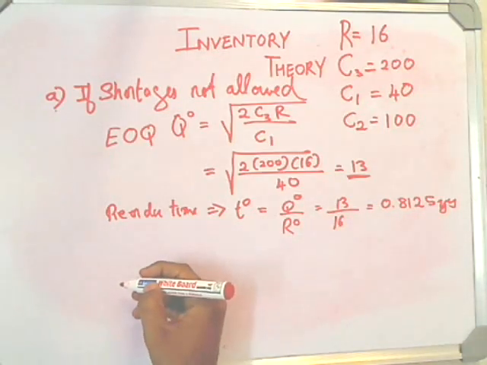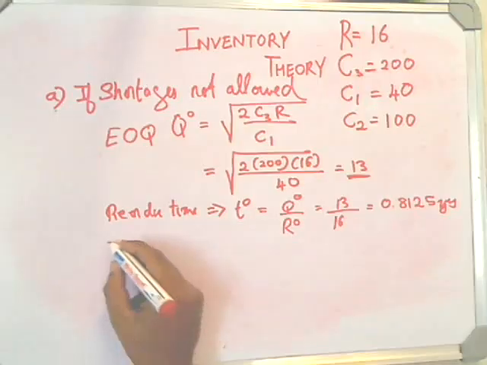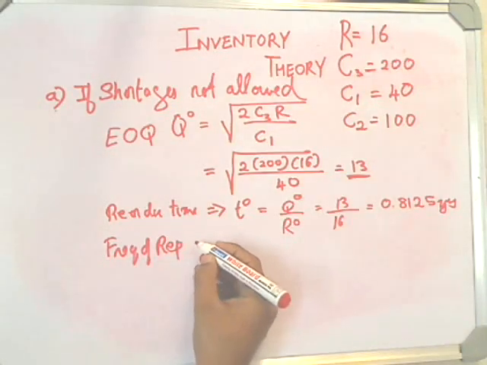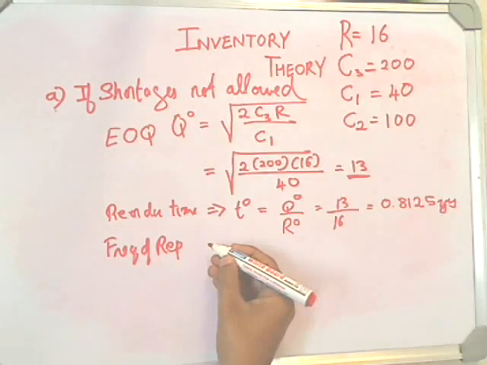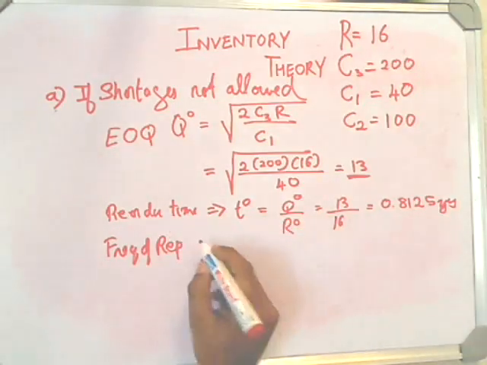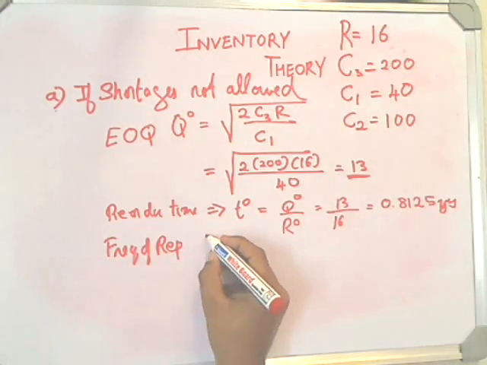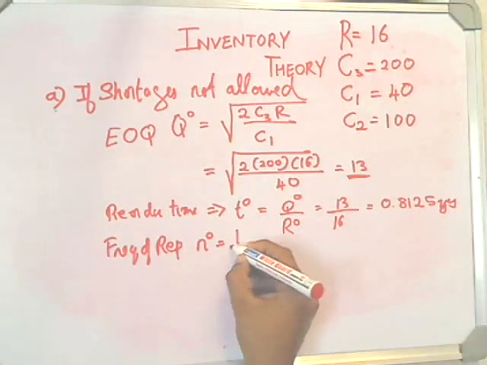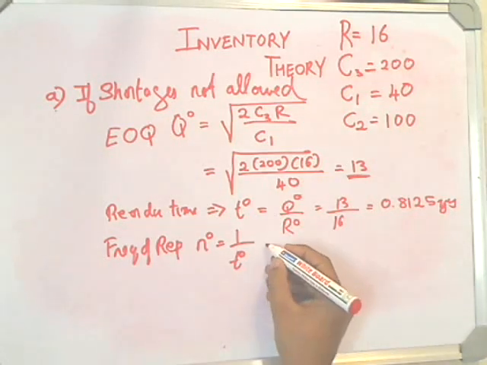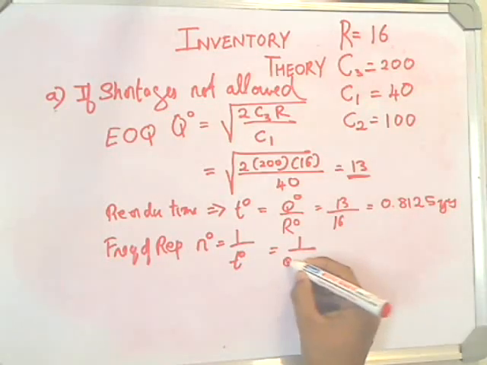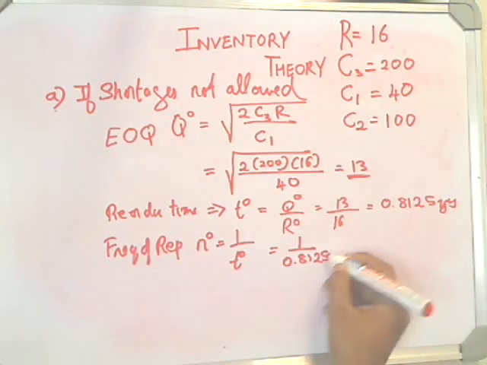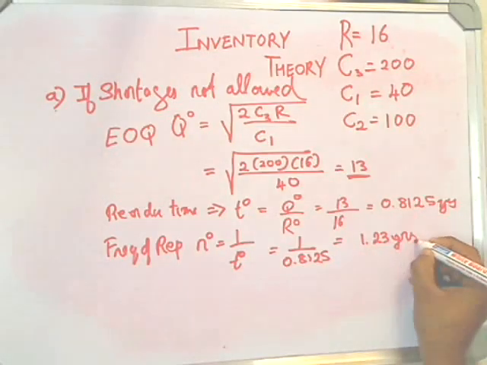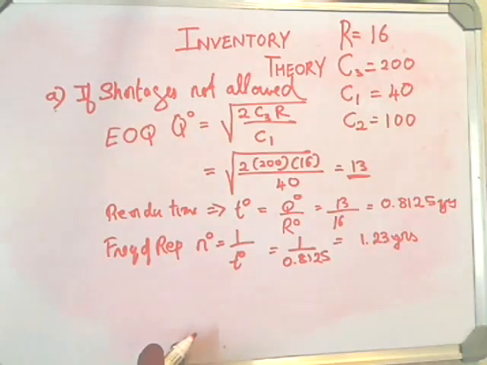The next thing that you have would be frequency of replenishment. Now, this is not really required to calculate, but I'm doing this so that you understand the whole inventory theory formula. Okay, frequency of replenishment is given as n naught. N naught is equal to 1 divided by T naught, which is in fact 1 divided by 0.8125, which comes to about 1.23 years, which means you'd be restocking your inventory every 1.23 years.